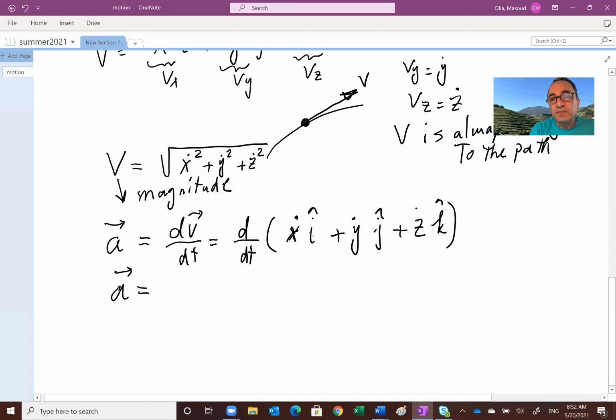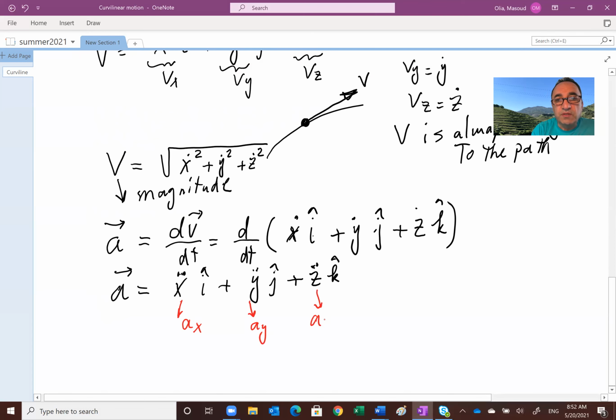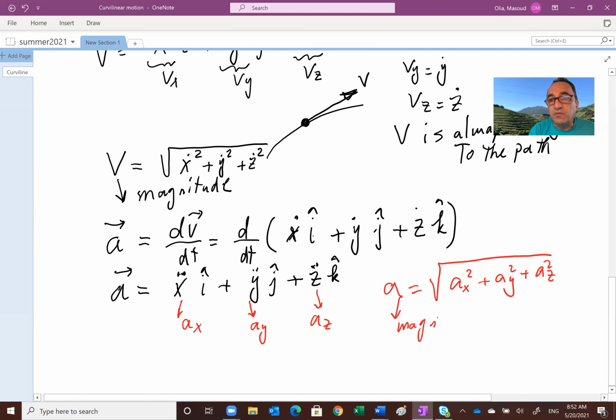You just don't do the derivative of di/dt, because you know it's going to be 0. So that becomes x double dot, the second derivative of x, right, times i. Similarly, y double dot j plus z double dot k. And you already know that this is the x component of acceleration, this must be the y component, and this must be the z component. And if you want the magnitude of acceleration, again, you could put x double dot squared, y double dot squared, z double dot squared, or put ax squared plus ay squared plus az squared, take the square root. This would be the magnitude of acceleration, right?